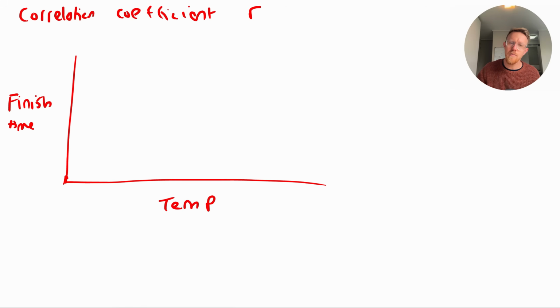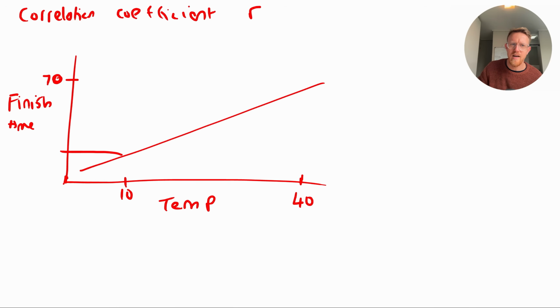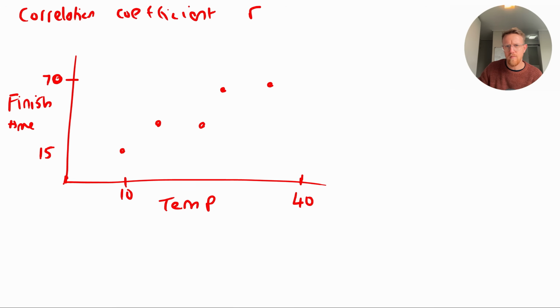So we would expect the values to do something like this, where as the temperature increases, the finishing time must also increase, okay? So if the temperature is really hot over here at like 40 degrees, well then the finishing time must be much higher, like 70 over here. Whereas if it's nice and cold, like 10 degrees, well then the finishing time would be a lot faster, like 15, okay? Just as an example. Now, obviously we don't have a straight line. What we have is a whole bunch of points. So we've got random points, okay?